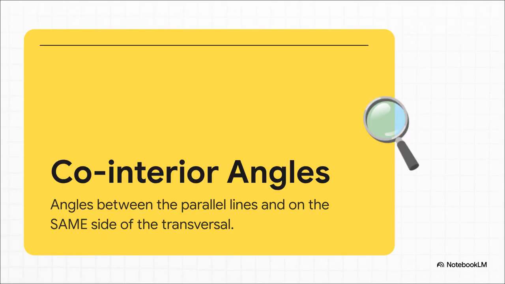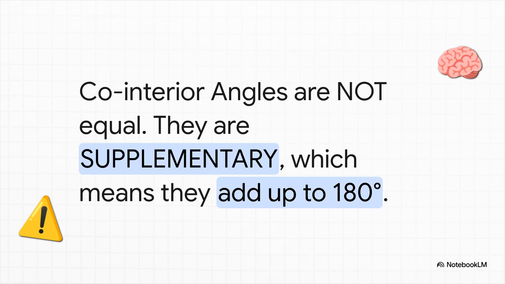All right, time for the one and only relationship that breaks the pattern. Meet co-interior angles. You might also hear them called same-side interior angles. The name tells the story. They're interior, so they're between the parallel lines, and they're co, or same side, meaning they're on the same side of the transversal. So our pairs here are angle 3 and angle 5, and angle 4 and angle 6. Now listen up, because this is the crucial difference. Co-interior angles are not equal. Instead, they are supplementary. And supplementary is just a fancy geometry word that means they add up to 180 degrees.